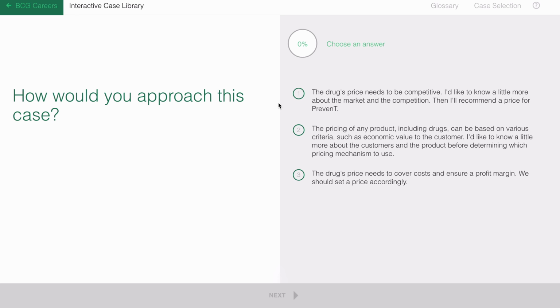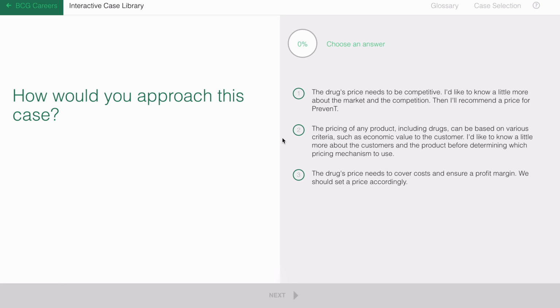Second option says that the pricing of any product, including drugs, can be based on various criteria such as economic value to the customer. I'd like to know a little more about the customers and the product before determining which pricing mechanism to use. And the third option says, the drug's price needs to cover costs and ensure a profit margin. We should set a price accordingly.